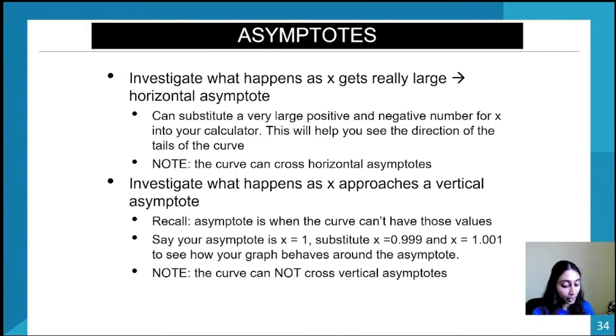So a way that we can work out the asymptote is to inspect what happens as x gets really large. You can substitute a massive number, both positive and negative, for your x values into the calculator. My personal favorite, which I have always used, is 6 times 10 to the 6. It's big enough to make things work, and it'll help you see the direction in which your curve tails.